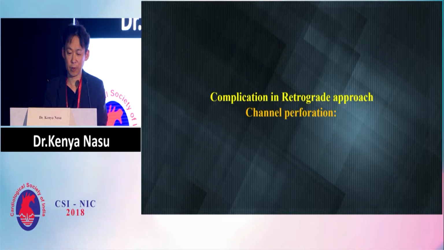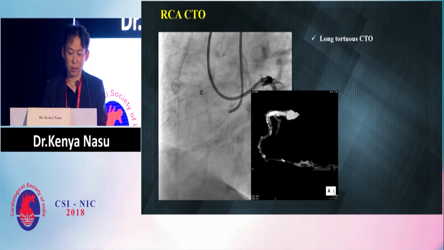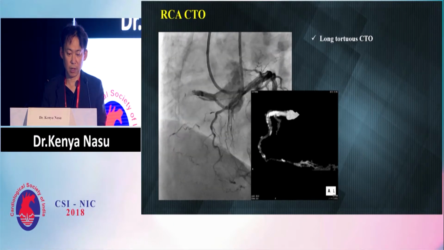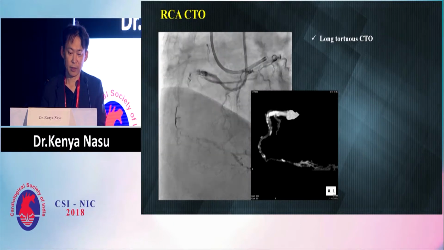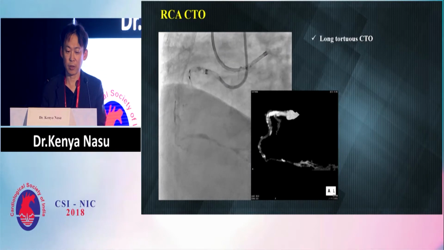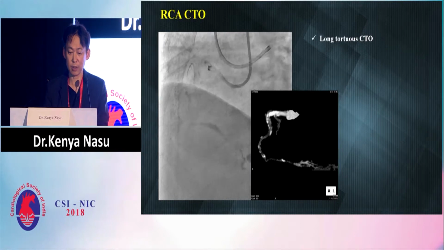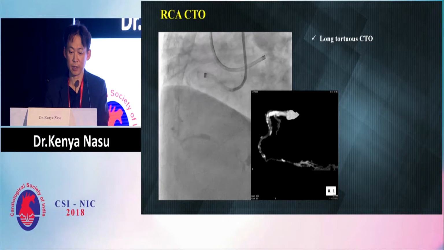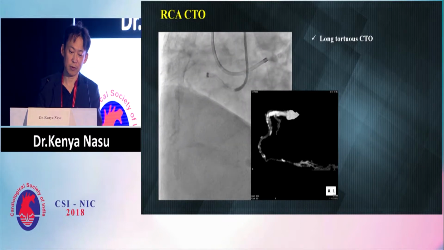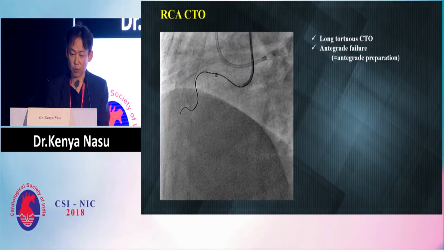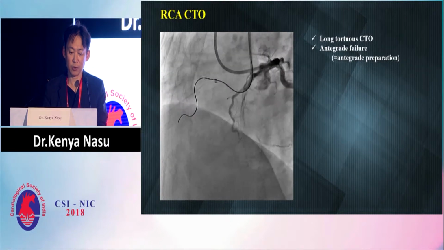So I will show some data about channel perforation. Usually, a septal perforation we can leave. This case is a very long RCA CTO. Before the procedure, I took the MSCT. You can see the very calcified and bending CTO in the proximal RCA. Of course I started with the antegrade approach, and it failed.